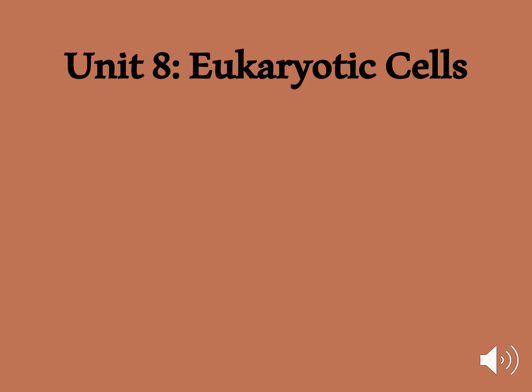Now we're at Unit 8, Eukaryotic cells. We're going to look more specifically at eukaryotic cells, look at the types of organelles that they have within them. And the first part here is going to be focusing on animal cells. We'll look at plant cells more specifically in Part B.